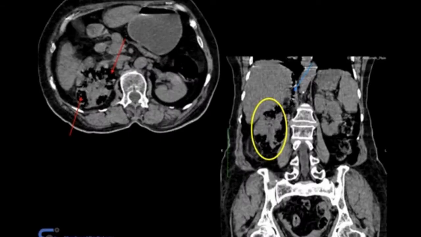Coming to the plain CT-KUB, in view of raised creatinine, a contrast study could not be performed, and the plain CT revealed an enlarged right kidney with mild perinephric fat stranding and multiple air pockets within the renal parenchyma as well as in the pelvicalyceal system. In the coronal reformatted image, you can see linear lucencies extending beyond the pararenal space, up to the hepatic region, in the perihepatic region.